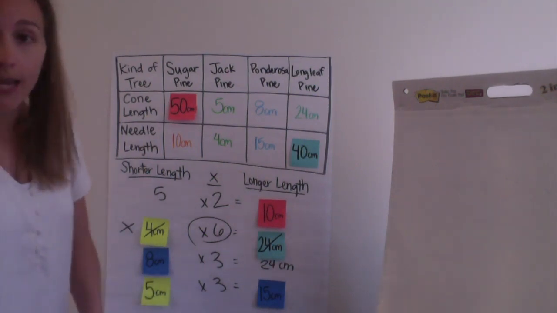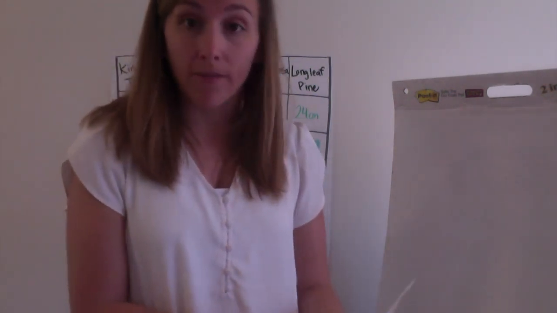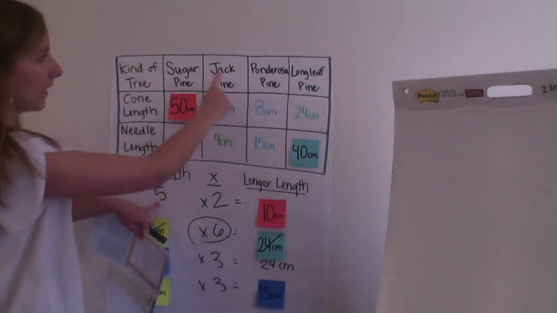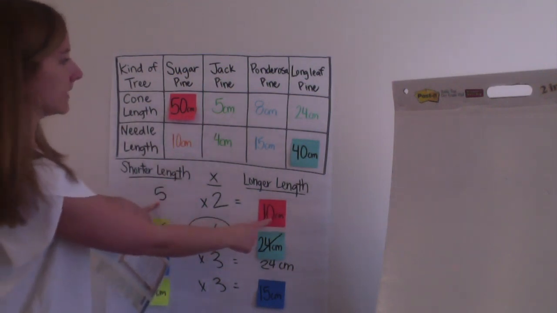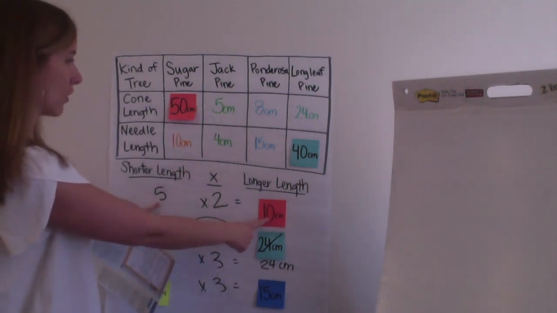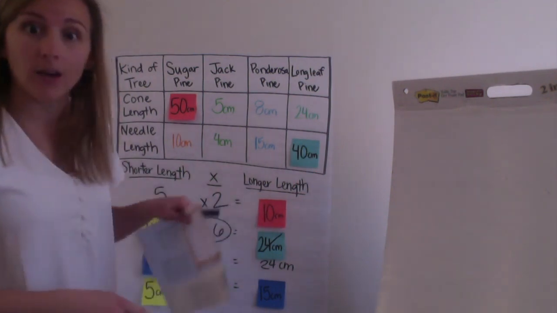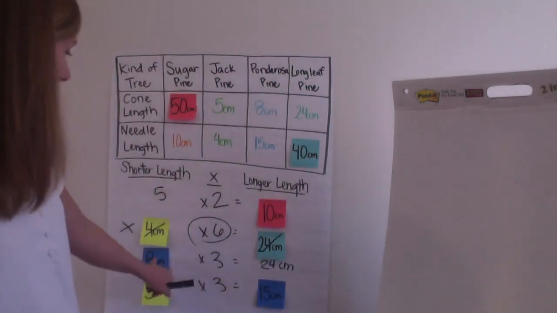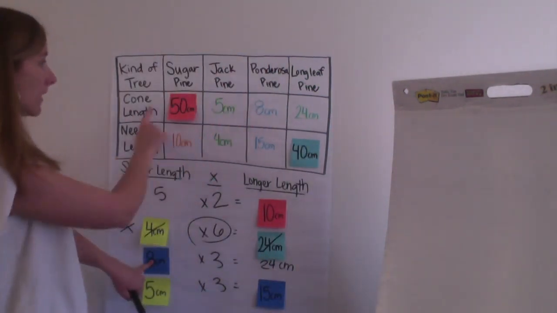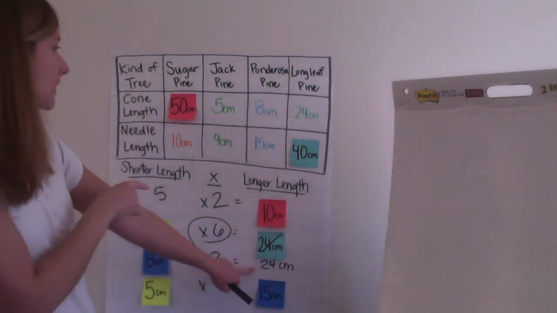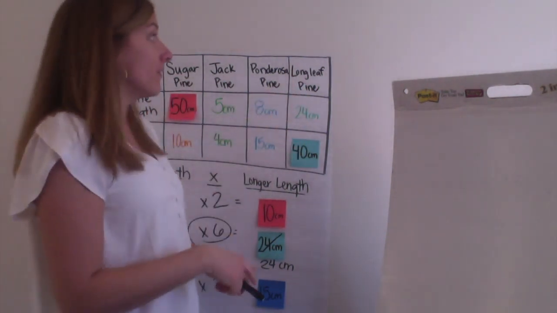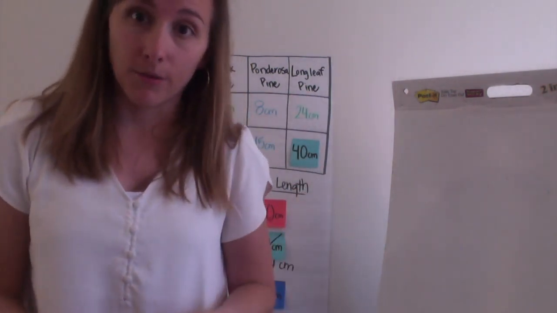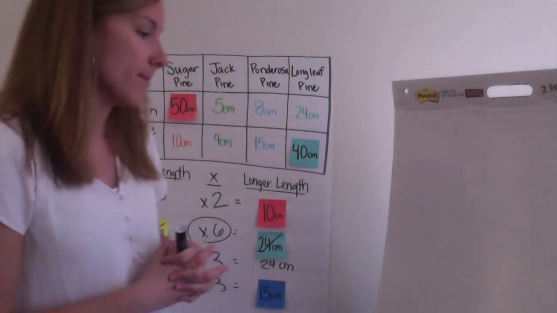So you could go back and look and say, okay, my first pair, I knew that this was the cone length for the jack pine and the needle length for the sugar pine. That could be a pair. That's why they listed it down on the bottom there. You could also just go through and say, okay, well, this was the ponderosa pine cone and the 24 and the cone length of the longleaf pine. So lots of different pairs that you could think through there. There's not just one right answer in this.